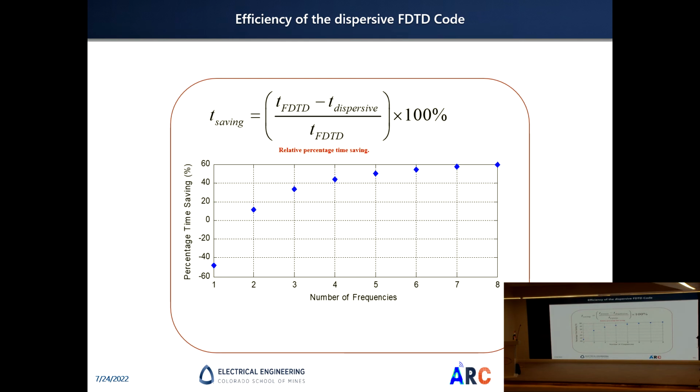In terms of saving time using the dispersive code, you can see that the more frequencies we are interested in, the more efficiency we are going to get. For only 8 frequencies that we can evaluate, we reach about 60% efficiency using the dispersive code relative to traditional finite difference time domain code running at one frequency at a time.